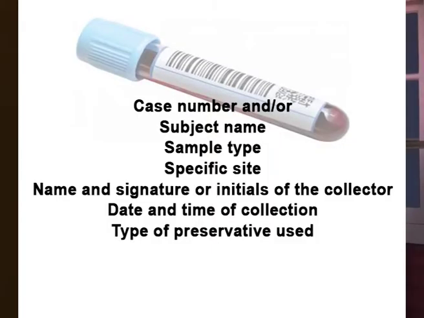Thus, all samples that are collected should be labeled with a case number and/or the subject's name, such as the victim's name, the sample type, the specific site from which the sample was collected, the name and signature or initials of the collector, the date and time of collection, and the type of preservative used. Moreover, if labeling is not possible on the container, then it should be written on a tag, and the tag should be attached to the container.